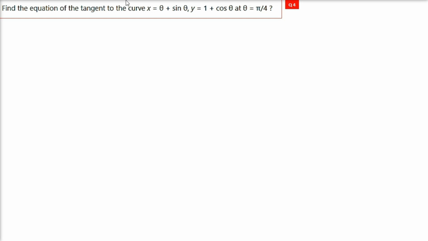Find the equation of the tangent to the curve x = θ + sin θ, y = 1 + cos θ, where θ = π/4. Now this is the parametric form. We need to find dy/dx. dy/dx is (dy/dθ) divided by (dx/dθ). Just remember that when we do d/dx, we differentiate with respect to x. Here dx/dθ means you are differentiating with respect to θ.